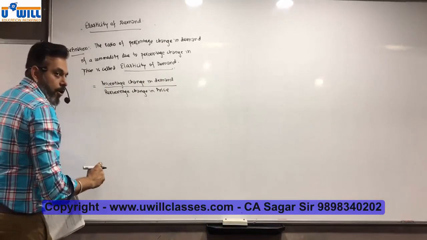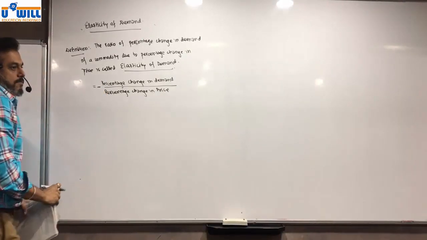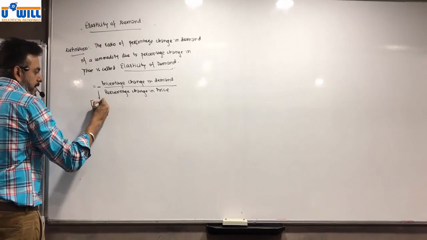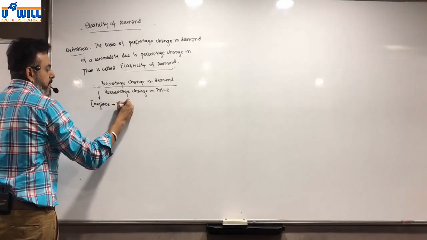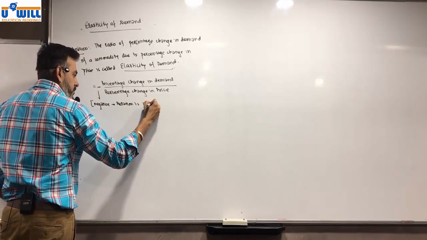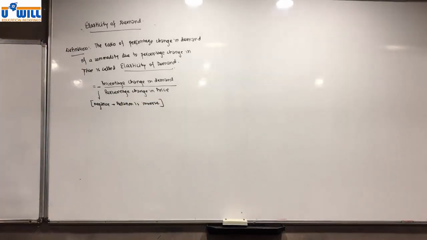But very important over here, you have to put a negative sign. Why this negative? Negative because the relationship is inverse. Because if one is positive then the other is obviously going to be negative. Understood this? Okay.